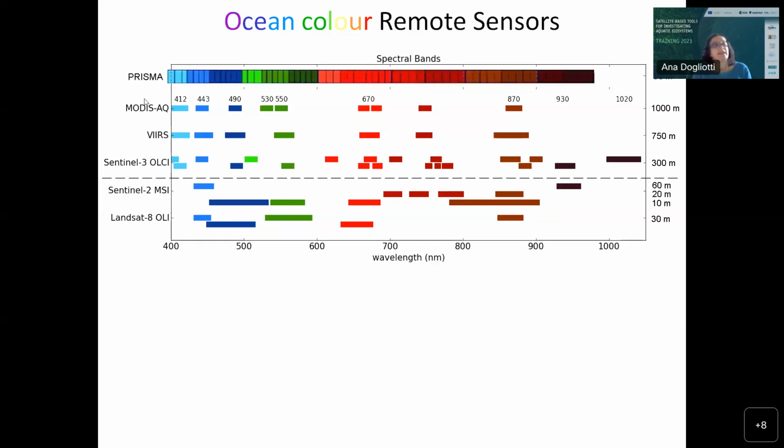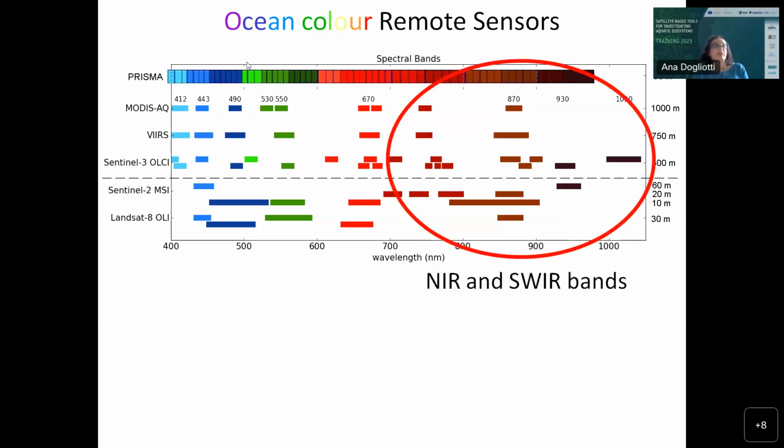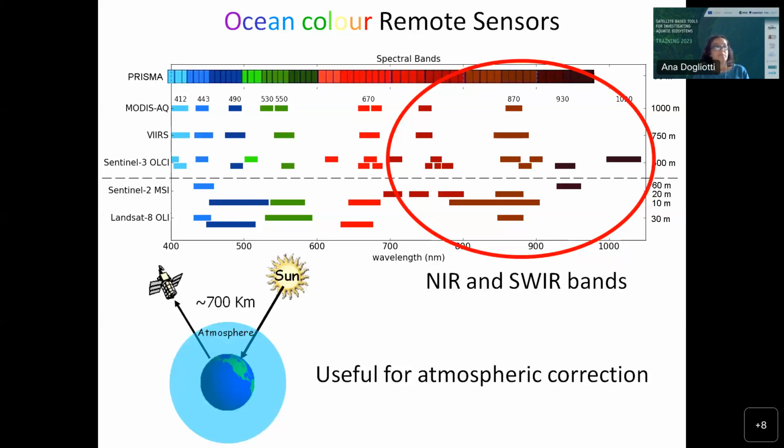And more lately, there is PRISMA, for example, which is hyperspectral. So you really have a large number of bands, and it covers the visible part and also the near infrared. As I mentioned before, the visible bands are used to detect the change in color, but we also have these near infrared and shortwave infrared bands on the sensors, and that's not random. They have their use.